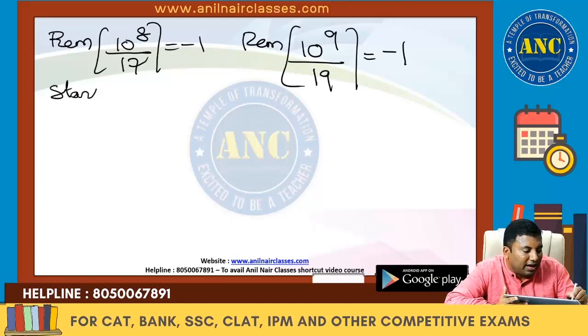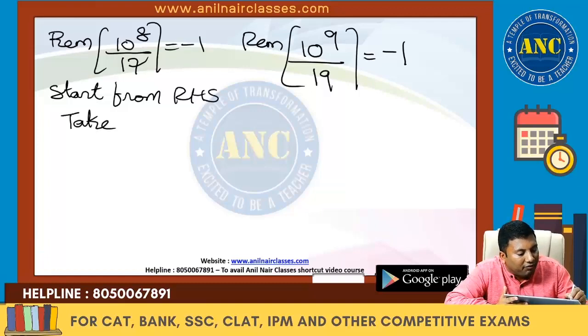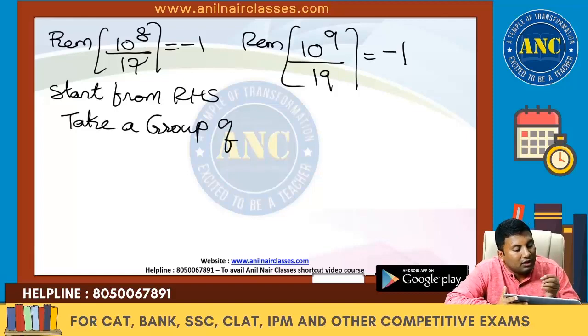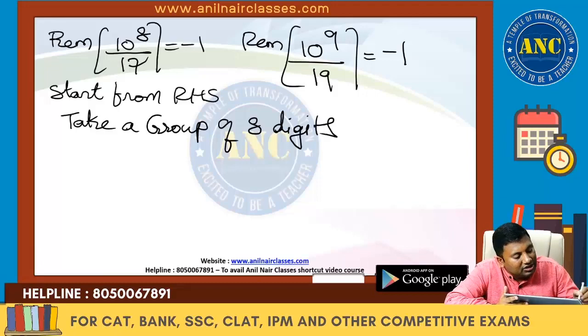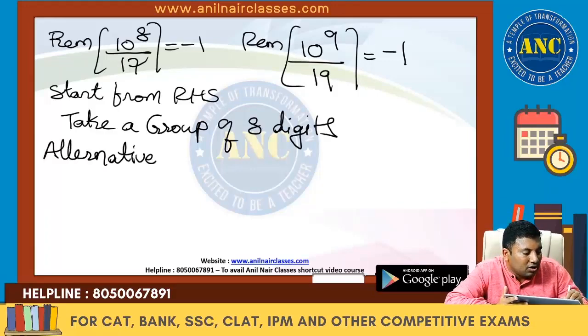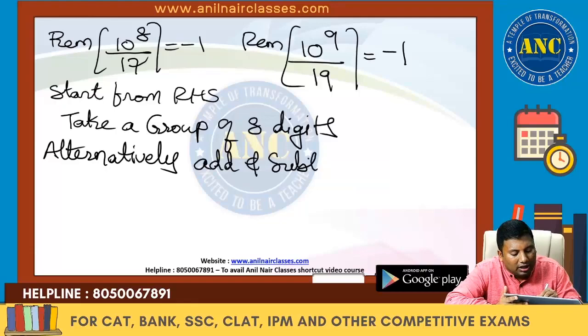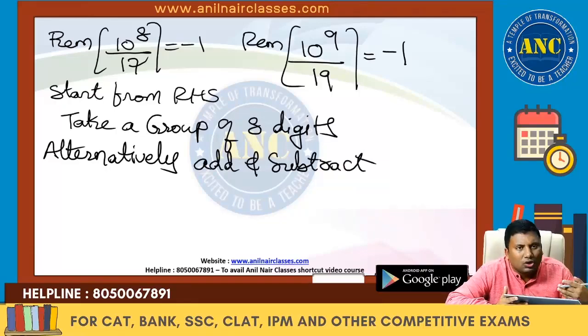Start from right hand side. Take a group of 8 digits. Alternately add and subtract. We have taken enough examples to illustrate that.